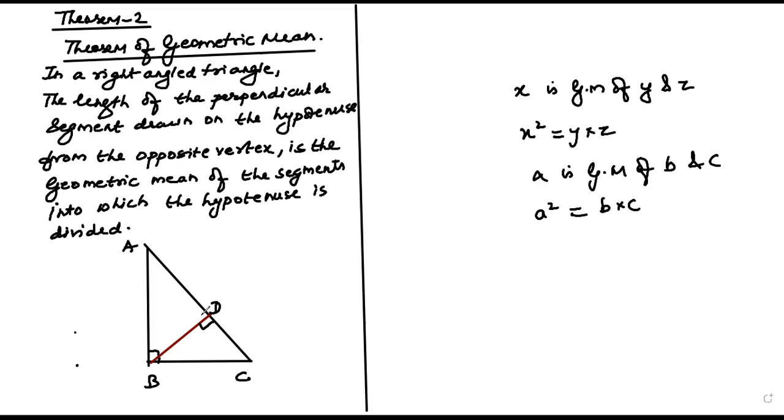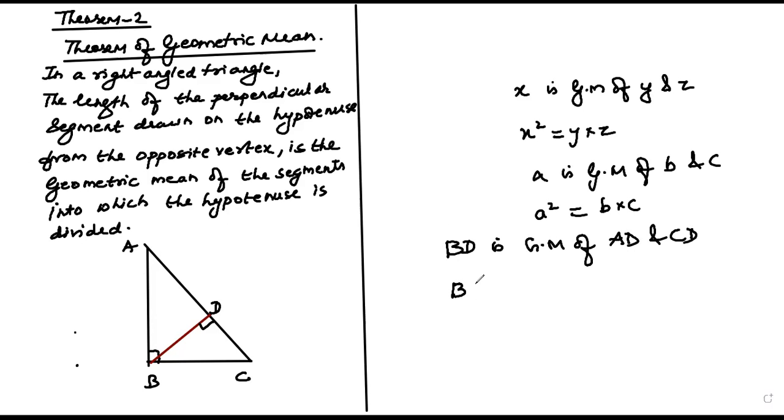तो इधर क्या बोलता है? Perpendicular segment drawn to the hypotenuse from the opposite vertex, which is that BD, is geometric mean of the segments into which the hypotenuse is divided. Hypotenuse is divided into segment AD and CD. So naturally, BD is a geometric mean of the segments into which the hypotenuse is divided. BD is a geometric mean of AD and CD.